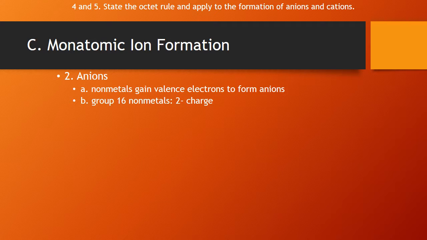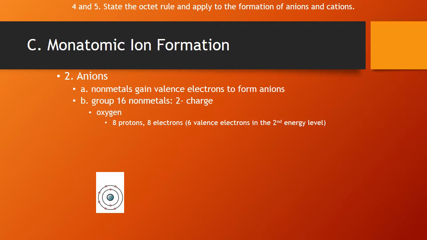So group 16 nonmetals, this would be oxygen and sulfur and other nonmetals in group 16, they're always going to be 2 minus, and we'll see why here. Let's just consider oxygen as an example. So oxygen is atomic number 8. It has 8 protons and 8 electrons. We know it has 6 valence electrons because it's in group 16, so those elements have 6 valence electrons. So a picture of oxygen would look like so.